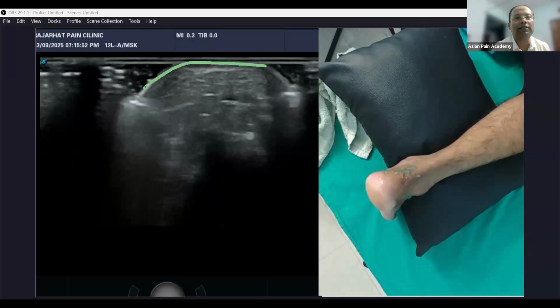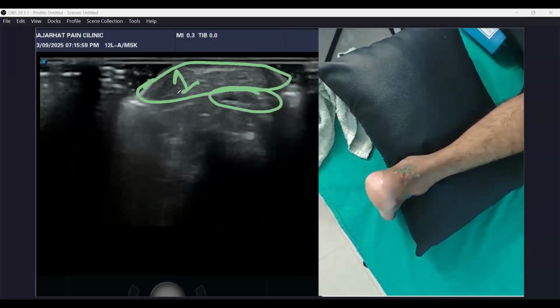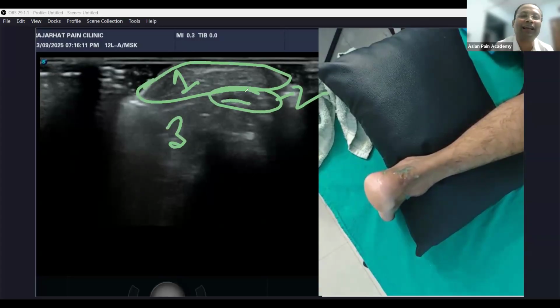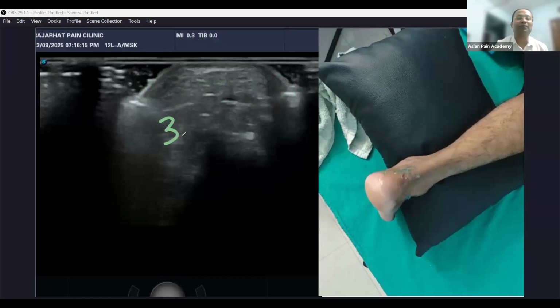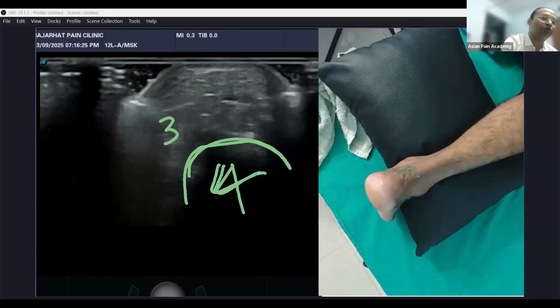So what is this? Number one, Achilles tendon. Number two, bursa, the retrocalcaneal bursa. Yes, a small amount of fluid is there. So that is retrocalcaneal bursa. And number three, Kager's fat pad. And this is the calcaneum, lower part, of course.